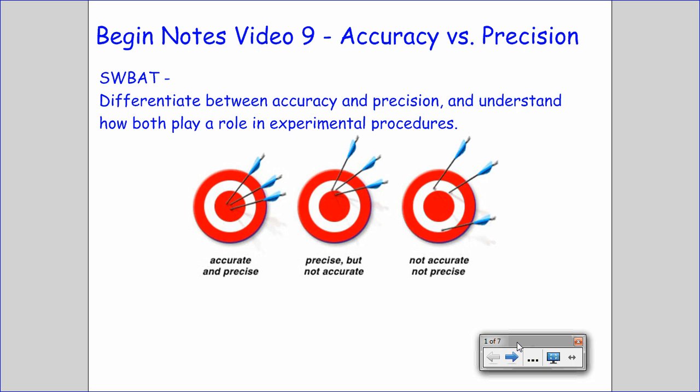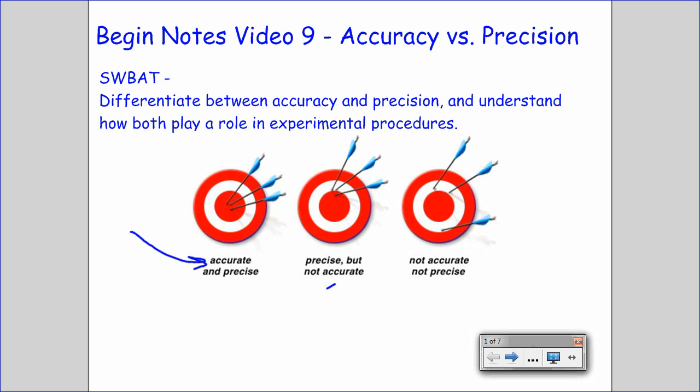Here's a pretty good visual of what accurate and precise are. This first example right here is both accurate and precise. All the arrows have hit the bullseye. They're nicely, tightly grouped at the center of the target, right on target where you want it to be.